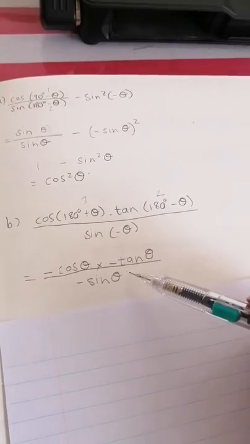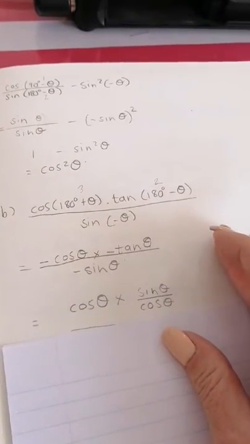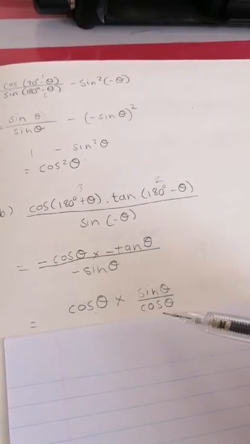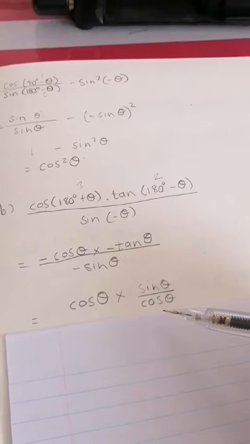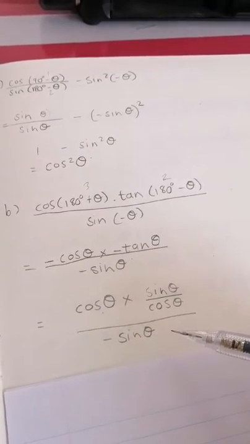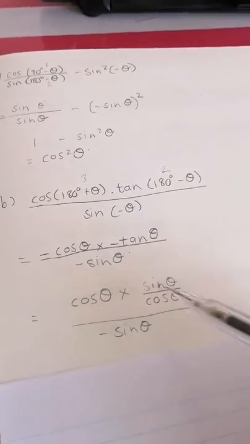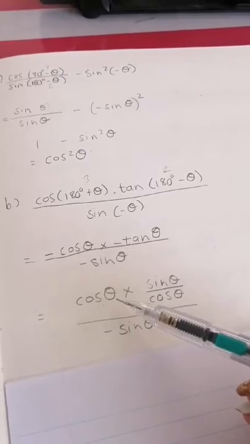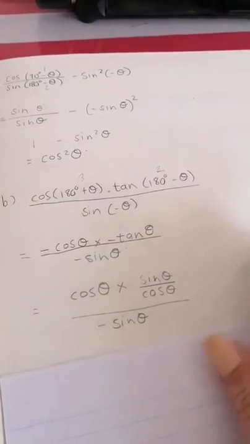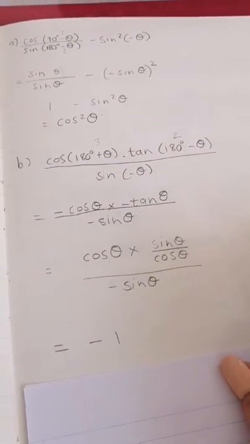Do you all understand? Okay? So a negative times a negative becomes a positive, cos theta. And then tan I'm going to change to sin over cos. It's an identity. And then at the bottom I've got negative sin theta. Do you all understand? Okay, now you'll see there the cos and the cos will cancel out. And then I'll have a sin over a sin. And they will cancel out as well. And then I'll be left with negative 1. Happy?